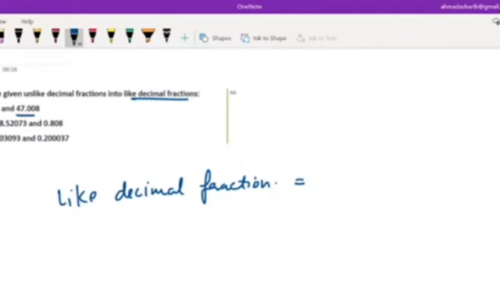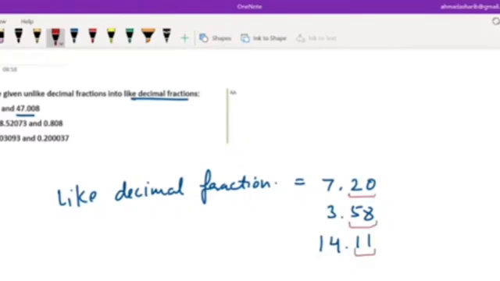For example, 7.20 and 3.58 and 14.11. So as you can see here, after the decimal you are having 2 digits, here also 2 digits, here also 2 digits. So you can say that all these 3 decimal fractions are like decimal fractions. Is it clear?